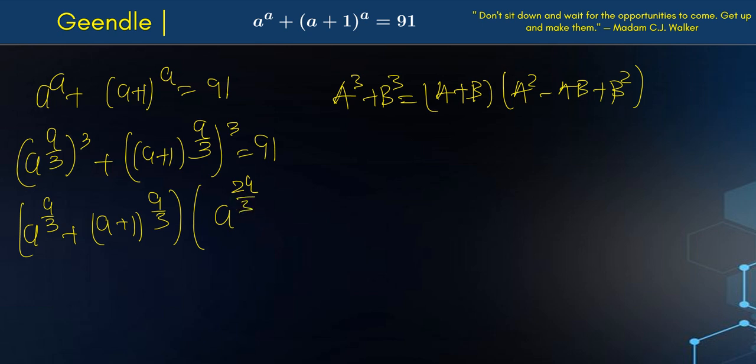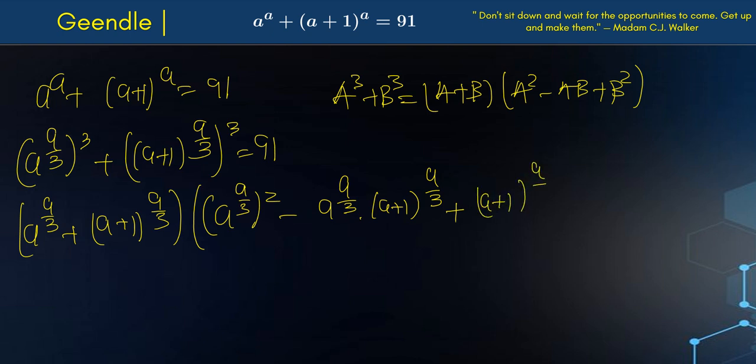I'm going to write this differently to save some time. Instead of saying this, I'm going to say this is (a to the a over 3) to the power of 2, which is the same thing, minus a to the a over 3 times (a+1) to the a over 3, which is the product here, plus (a+1) to the a over 3 squared, and this is equal to 91.